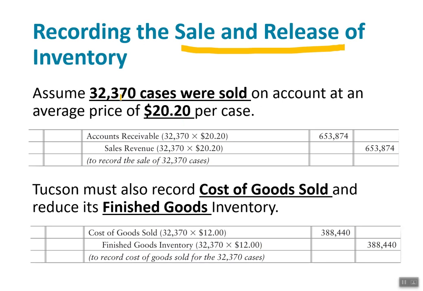It says 32,370 cases were sold on account at an average price of $20.20. Here's the sales revenue part of the journal entry, and then the cost of goods sold, which here's our good old standard cost card at $12. And that goes into then the finished goods inventory, but that's what we use for the cost of goods sold.